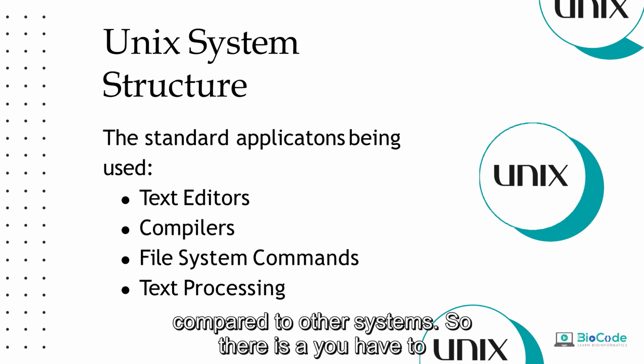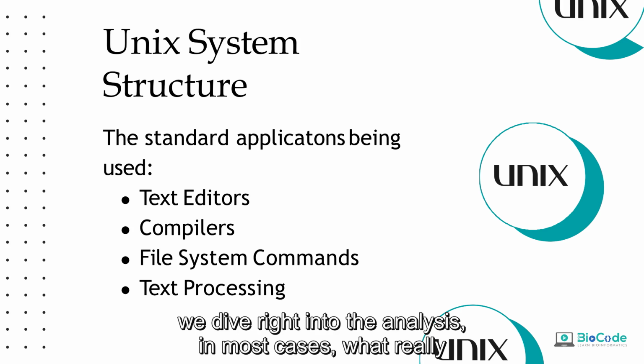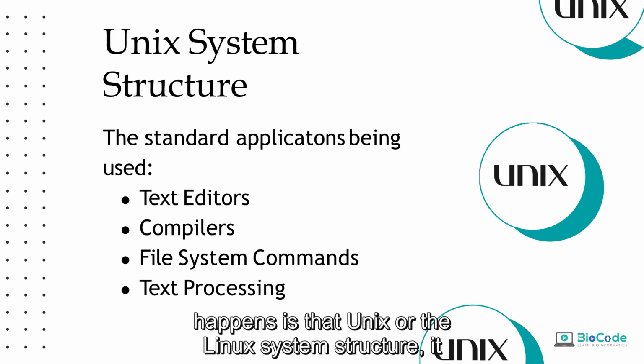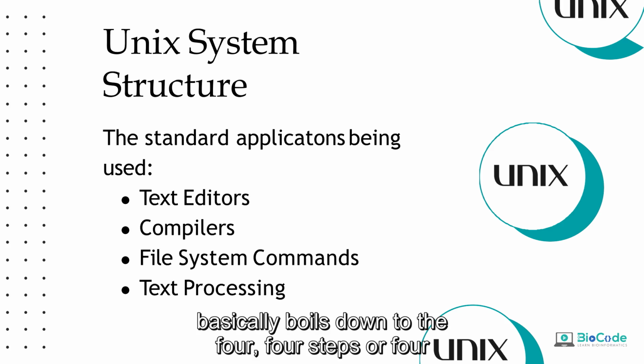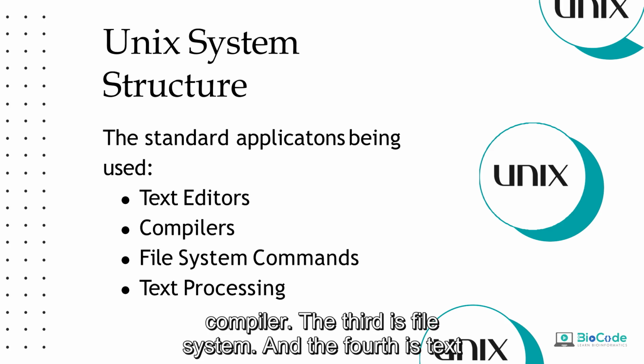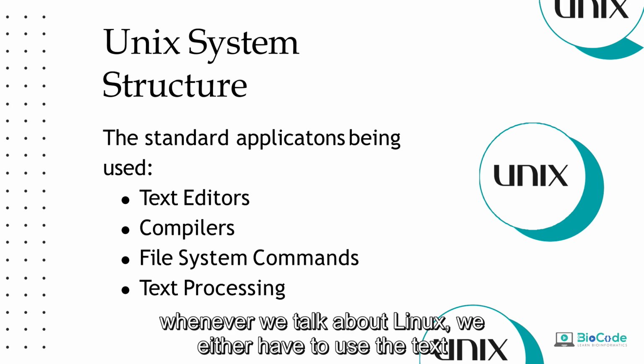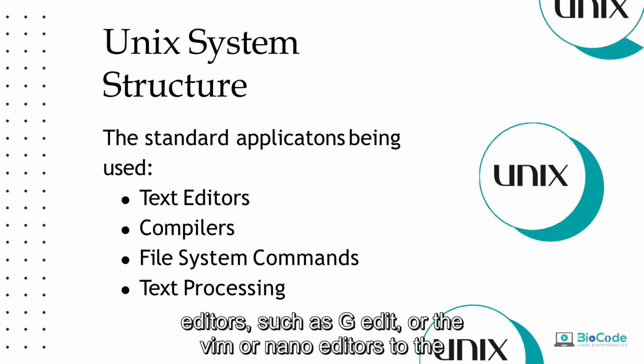You have to understand the Unix system structure first of all before we dive right into the analysis. In most cases, the Unix or Linux system structure basically boils down to four subtypes. The first one is text editor, the second is compiler, the third is file system commands, and the fourth is text processing. Whenever we talk about Linux, we either have to use text editors such as gedit, Vim or nano.